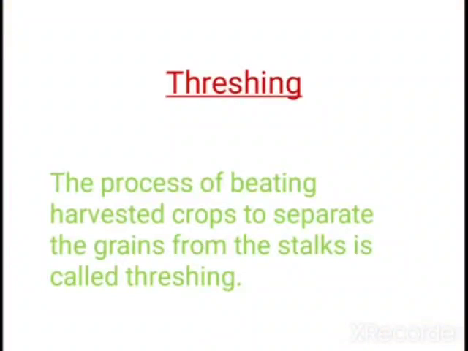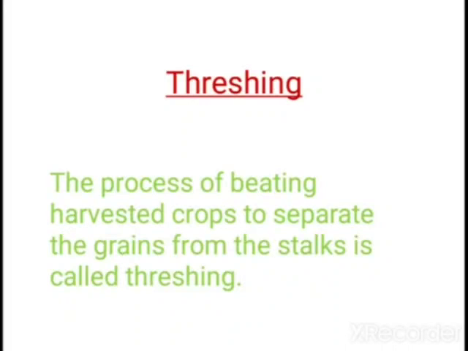First is threshing. So what is threshing? The process of beating harvested crops to separate the grains from the stalk is called threshing, and generally this method is used by farmers only. Threshing is the process used to separate the grains from the stalk of cereal plants like rice and wheat.